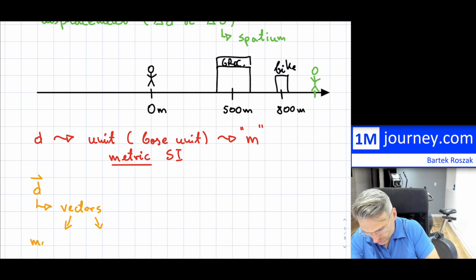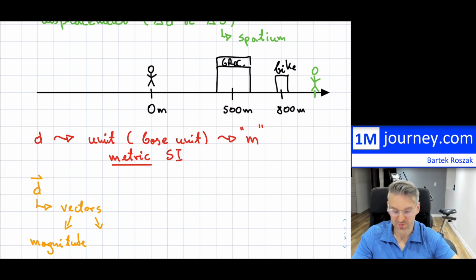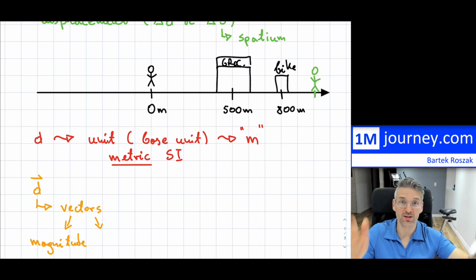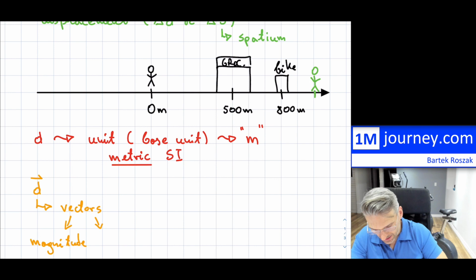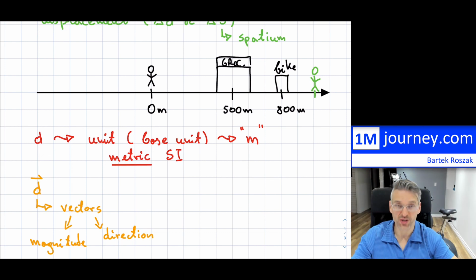So we call this the magnitude, and for us, in terms of distance, it would be the actual length from a reference point, and then the actual direction would be where that object or that person is with respect to a reference.